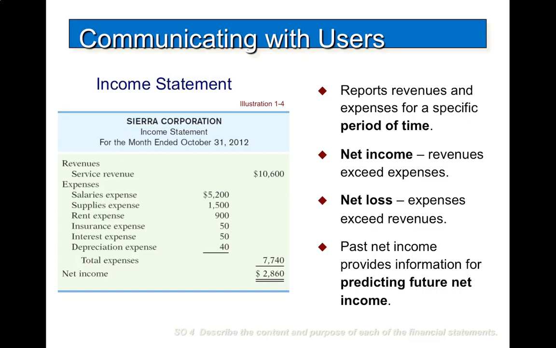Investors are interested in a company's past net income because it provides useful information for predicting future net income. Creditors also use the income statement to predict future earnings. When a bank loans money to a company, it believes that it will be repaid in the future. Amounts received from issuing stock are not revenues, and amounts paid out as dividends are not expenses, so they are not going to be on the income statement.